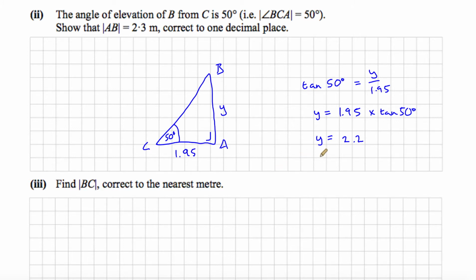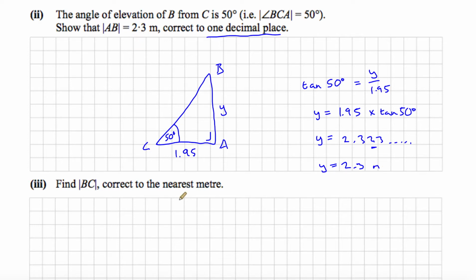That gives us 2 point, a mistake there, 2.323, and on it goes. So correct to one decimal place, we look to the second digit. This doesn't affect the 3 in front, so we get y is equal to 2.3 meters, which is what we were asked to show.